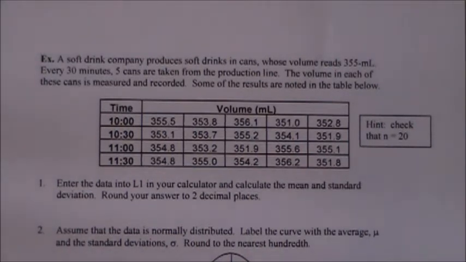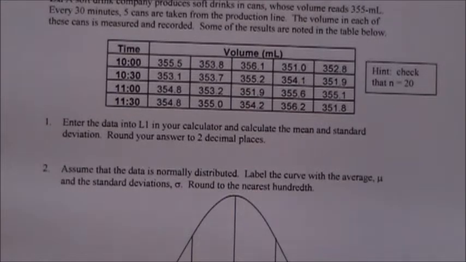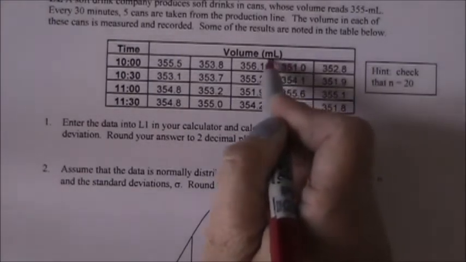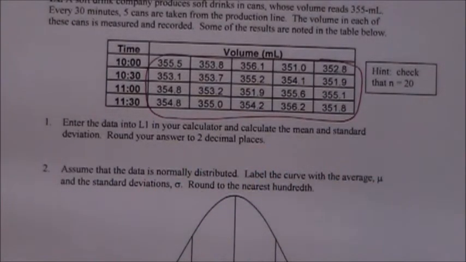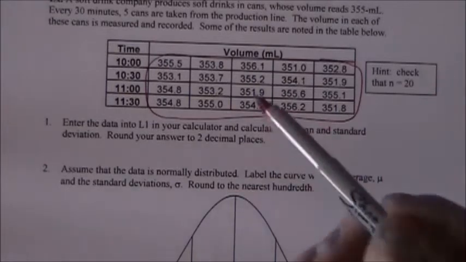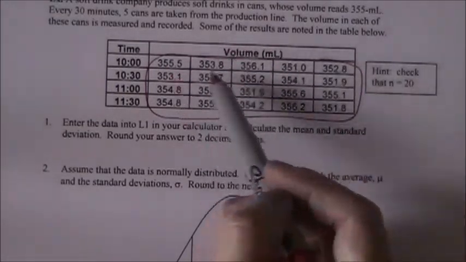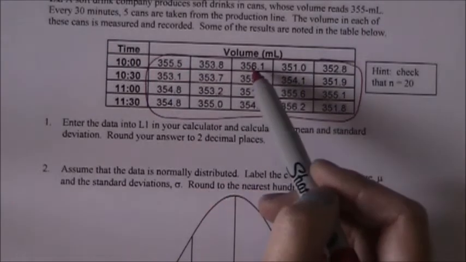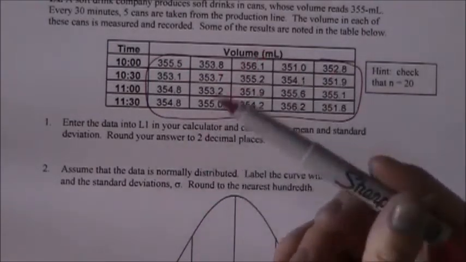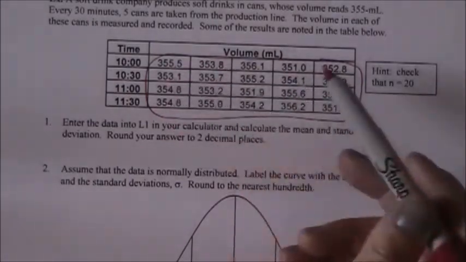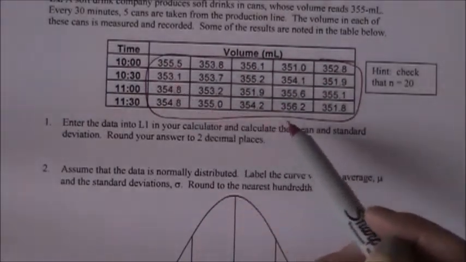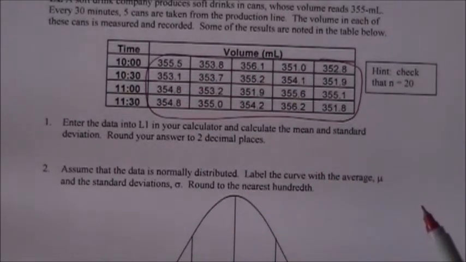Question number 1 says, enter the data into L1 into your calculator and calculate the mean and standard deviation around your answers to 2 decimal places. So what it's looking at is all of this information right here. You're going to put it all into L1. You can either go downwards as you put it in, or you can go across. So this number, then this number, then this number, then this number, then this number, all into your L1. It doesn't matter which way you go, whether you're going downwards or across, so long as you have all 20 pieces of information in your L1.